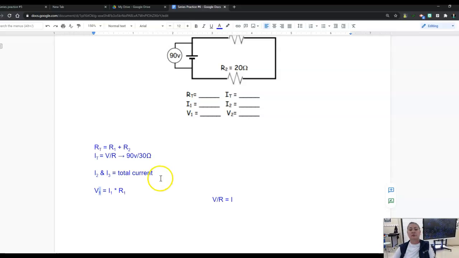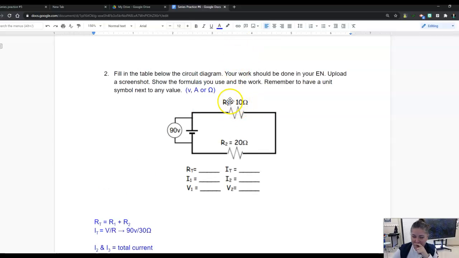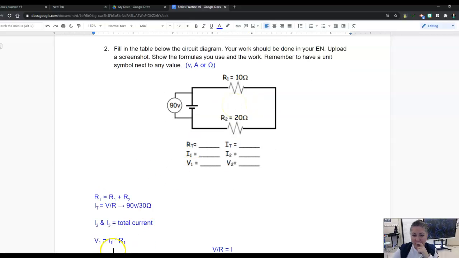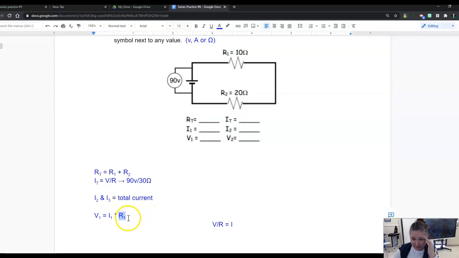Okay, so your voltage, I'm looking at this one right here, V1. Your voltage is what we're trying to find. We're not looking for that total. We're looking for the one right at this resistor. So we have the current. We found it up here. We use the same one over and over. So whatever you got, 90 divided by 30, in amps, that's going to be your current. Use it right here. And then the resistor is 10. So whatever you got for your current, multiply it by 10.